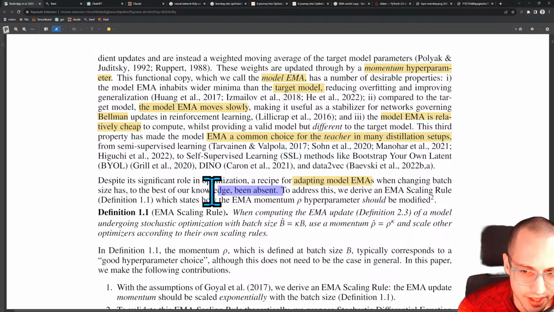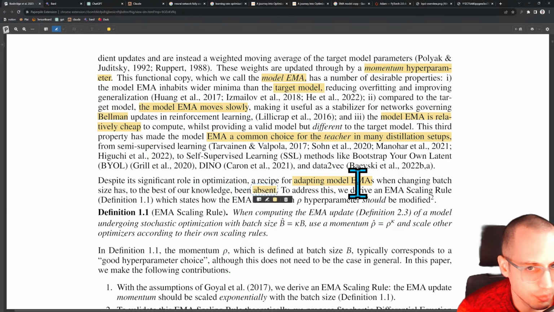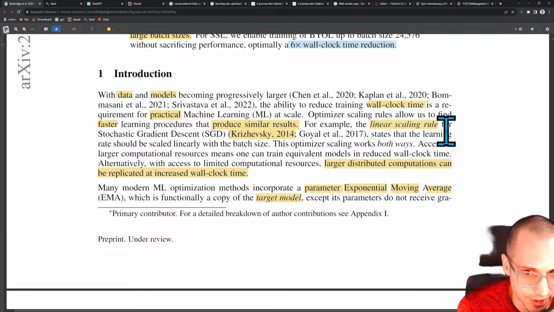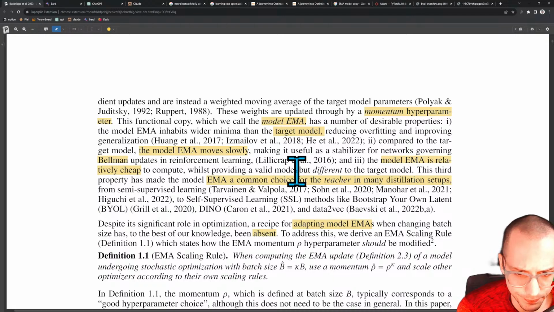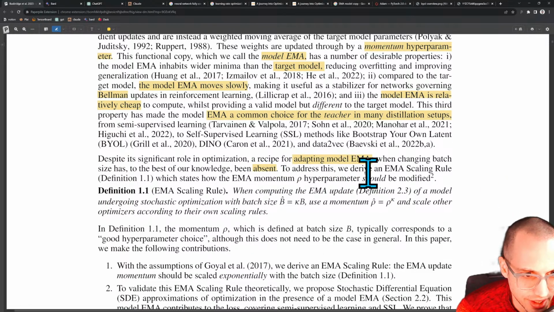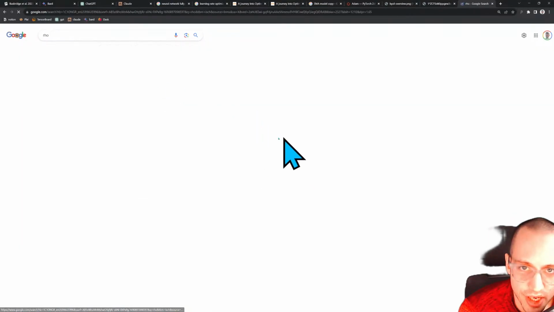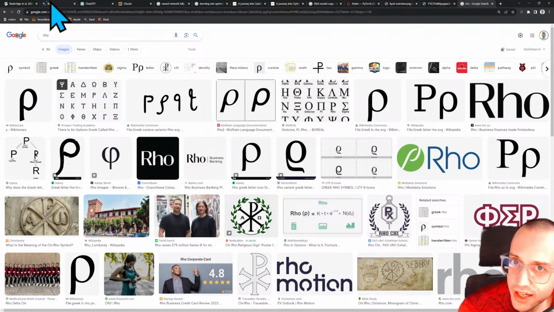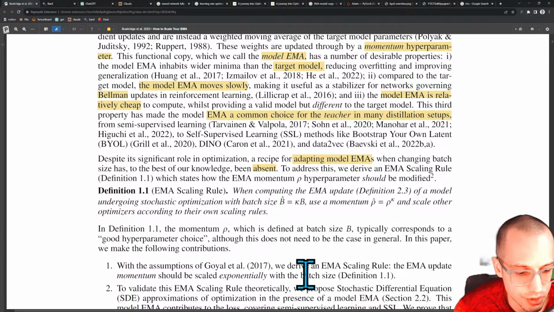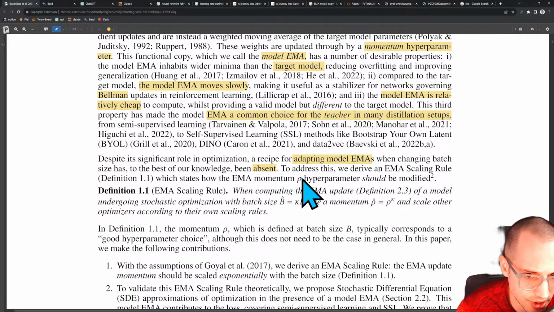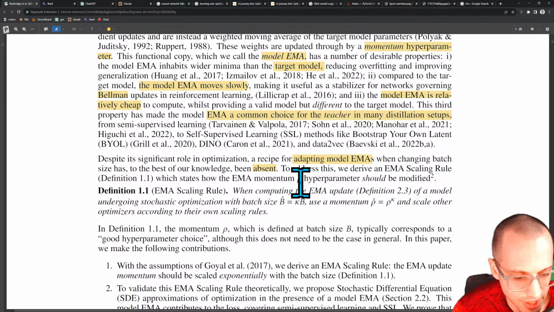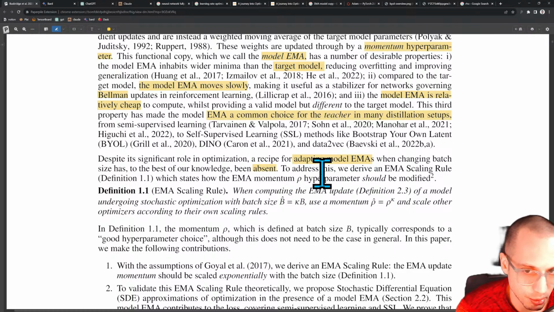So it's not that we have no idea, but we have a bunch of best practices, such as the one they reference here, the linear scaling rule for batch size and learning rate. To address this, we derive an EMA scaling rule, which states how the EMA momentum hyperparameter rho should be modified. Yes, it's a lowercase rho, and this comes from physics, where rho is usually used to denote momentum. Here they're borrowing the same term, except it's not momentum in the sense of a ball rolling down a hill. It's the momentum hyperparameter for this gradient descent, or specifically the EMA process.